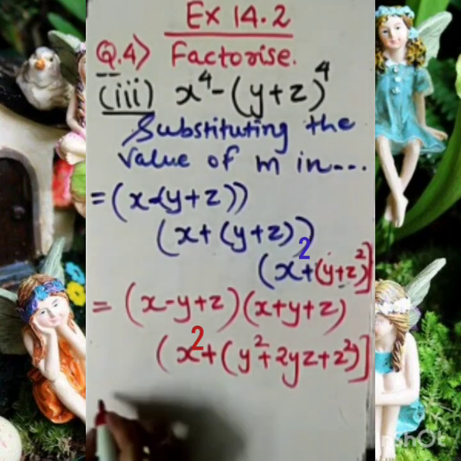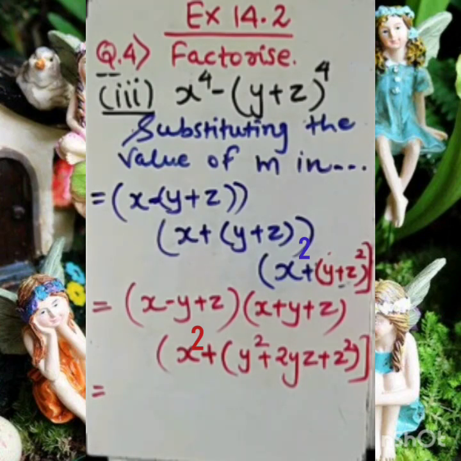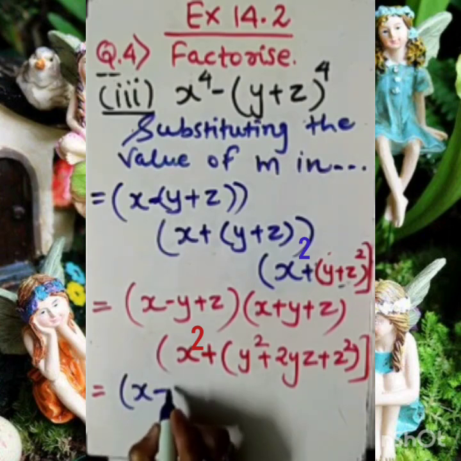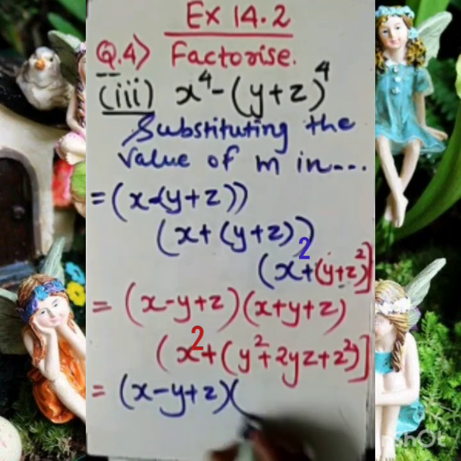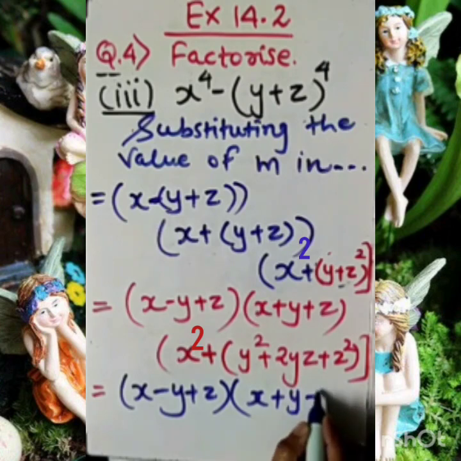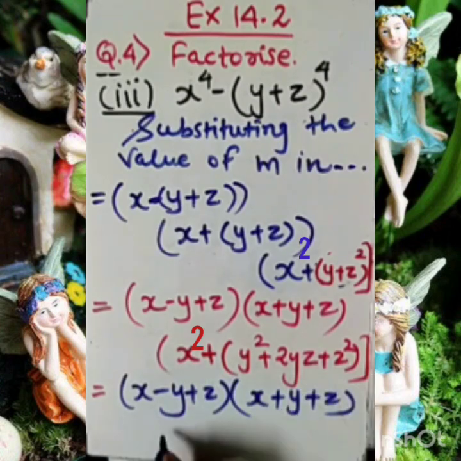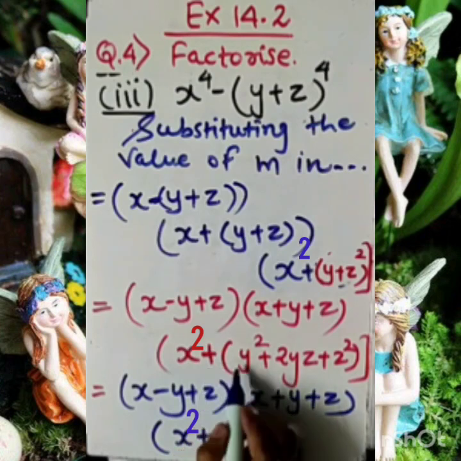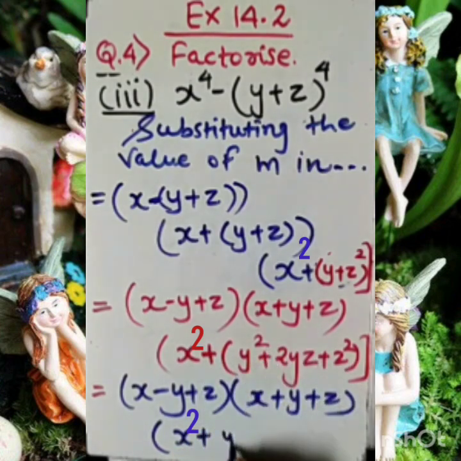So let's open the bracket and we'll have the similar easy answer. If we open the bracket, then we will have x minus y plus z in another bracket, x plus y plus z. And this side in a bracket, x is already outside, and I need to mention here y square plus 2yz plus z square. Right? So this is the complete solution. Nothing I did, only and only I substituted the value of m.